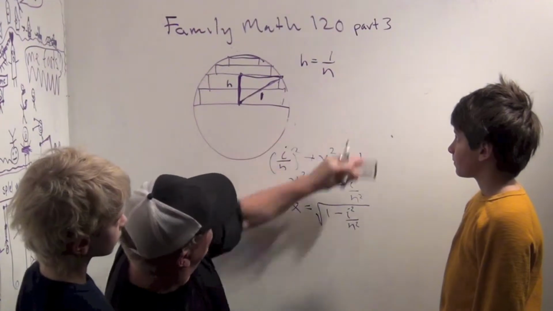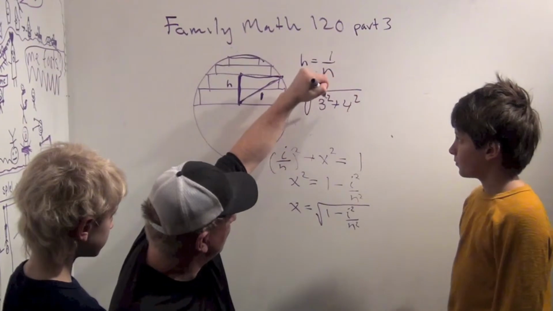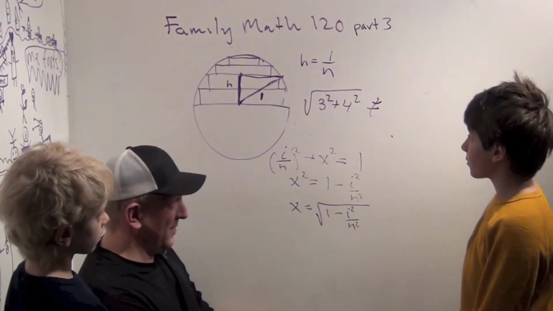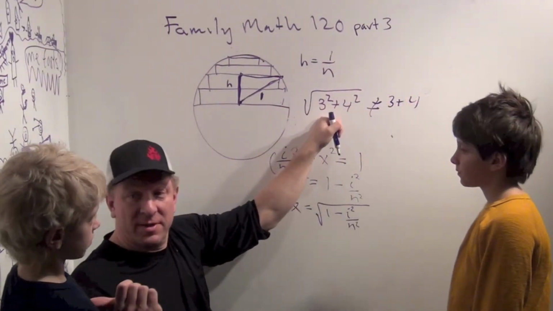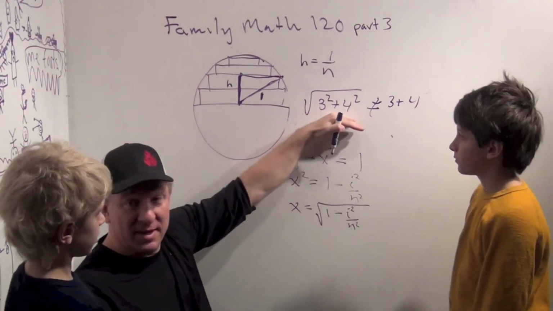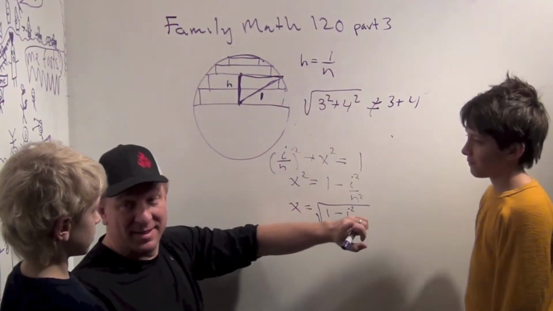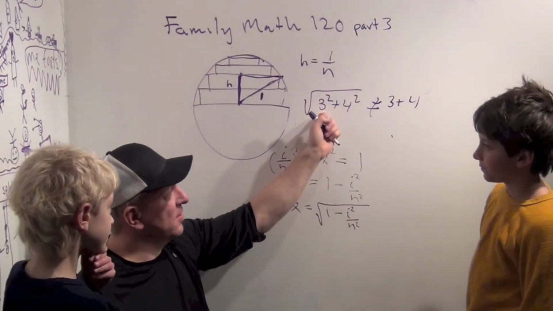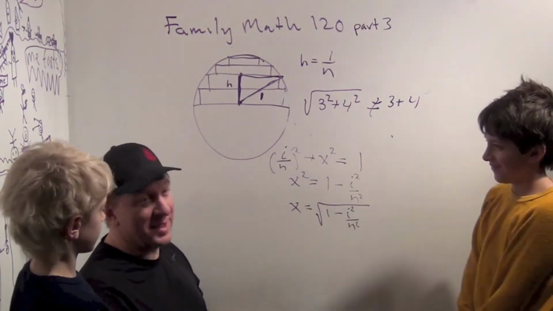The square root of 3 squared plus 4 squared is not equal to what? Not equal to 7. It's not equal to 3 plus 4. 3 squared is 9. 4 squared is 16. So 9 plus 16 is 25. The square root of 25 is 5. Not 7. Okay? Square roots can't come inside when there's pluses. Got it? Will you ever make that mistake again?